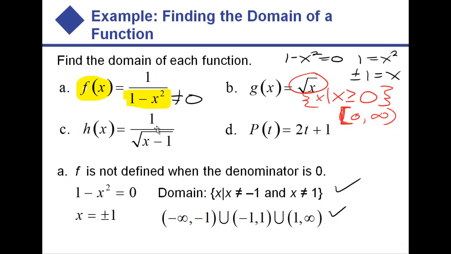The C, this one. Again, what's our potential problem with this function is that we can't have 0 in the bottom. So what values of x would be a problem there? And you look at that and go, well, we just can't let x be 1.